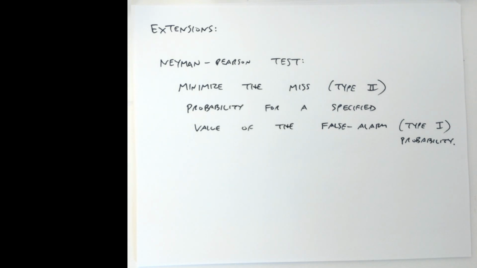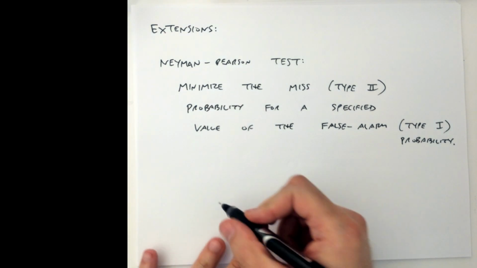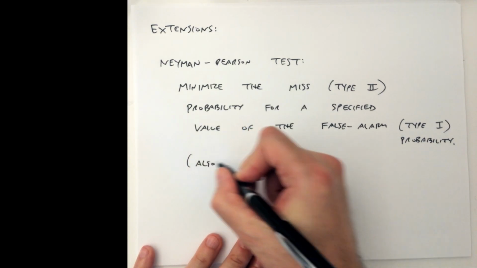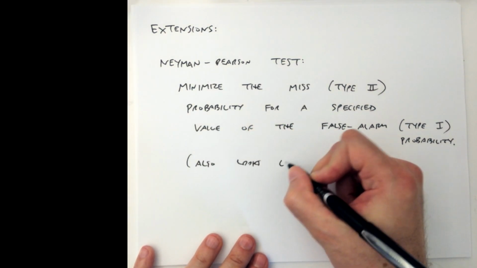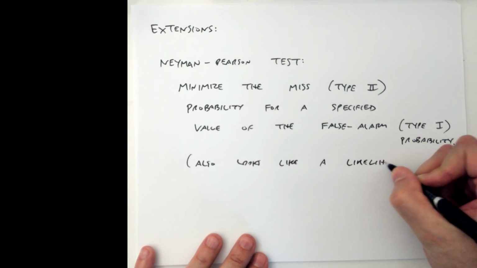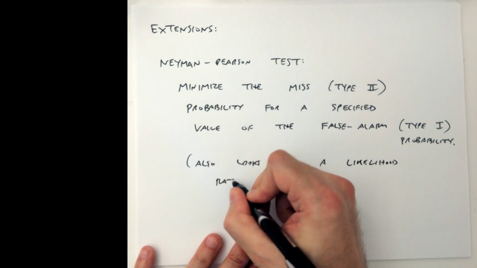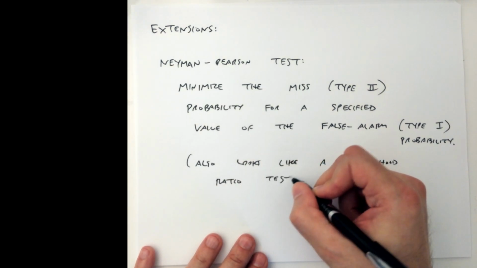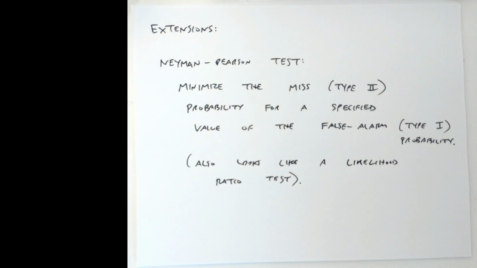Instead of just deriving a test and finding out what your false alarm and miss probabilities are, you instead fix one and then you derive what you can do in the best case on the other one, right? And this also looks like a likelihood ratio test. Okay, so you get the same kind of thing, it's just the threshold on the right-hand side is different, okay?